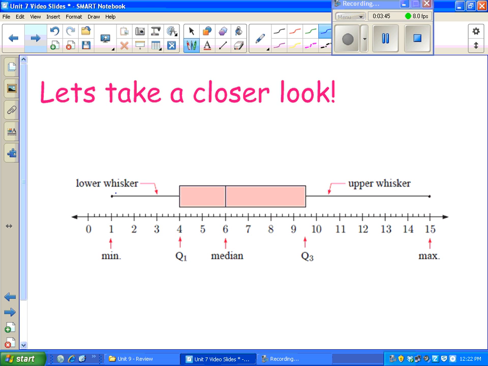We call this data point the minimum. We call this first bar here quartile 1. This bar here is your median. Here is your quartile 3 and your maximum. You always put the box between your Q1 and your Q3. And then you connect to your max and connect to your min.